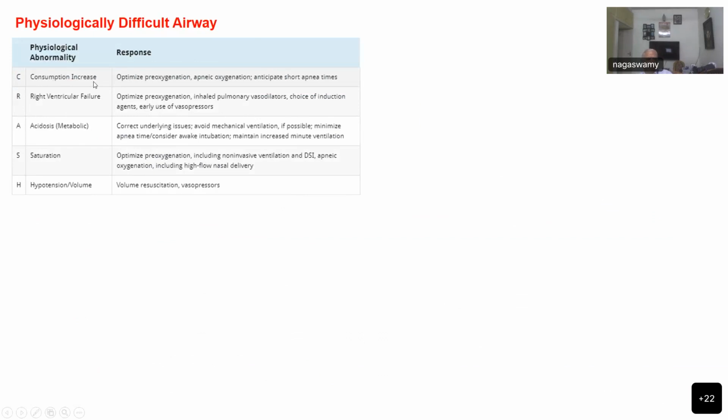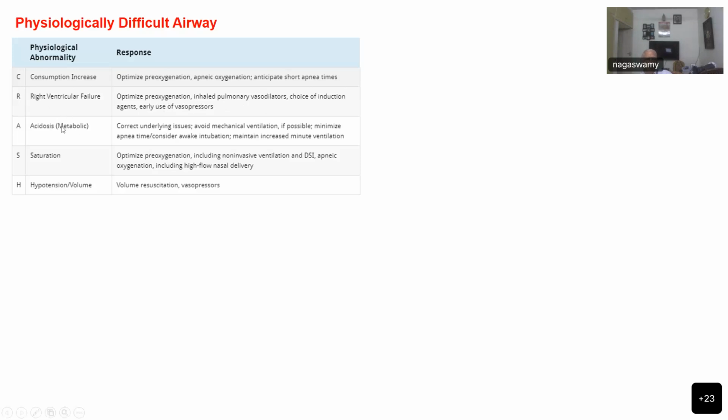C stands for consumption increase, where optimizing pre-oxygenation and apneic oxygenation in the anticipated short apnea times have to be corrected. The second is the right ventricular. R stands for right ventricular failure. Patients who already have right ventricular failure, how to optimize them by pre-oxygenation, inhaled pulmonary vasodilators if they have pulmonary hypertension, selecting the right induction agent, and the early use of vasopressors, as she rightly mentioned about milrinone, levosimendan, all these things which improve the right ventricular contractility.